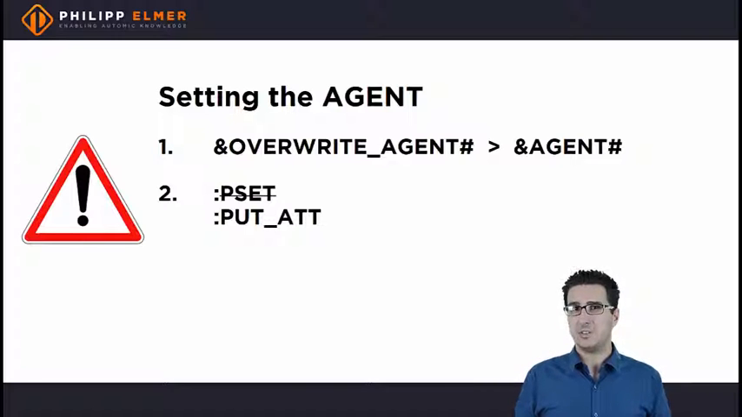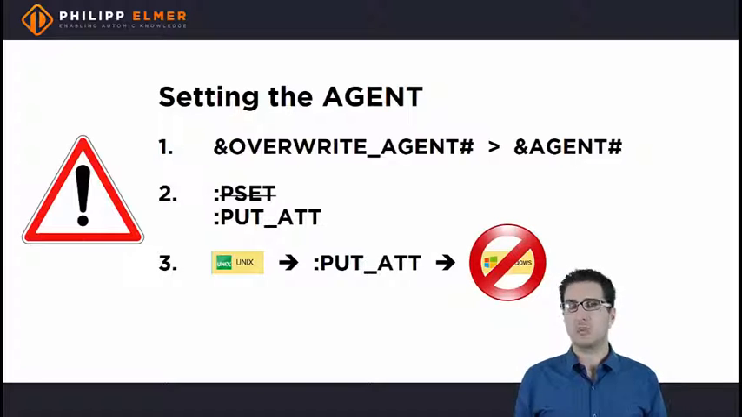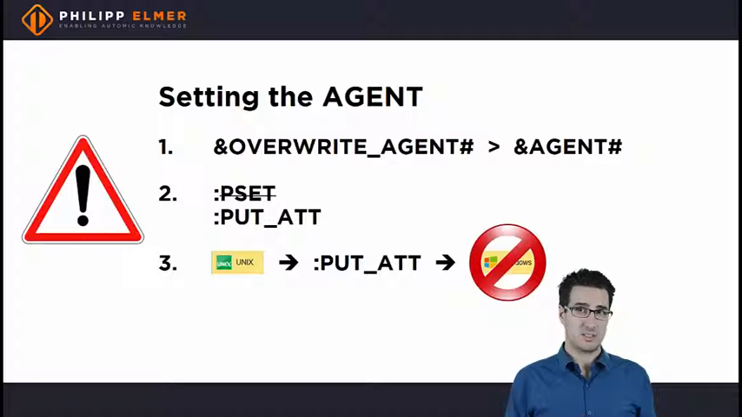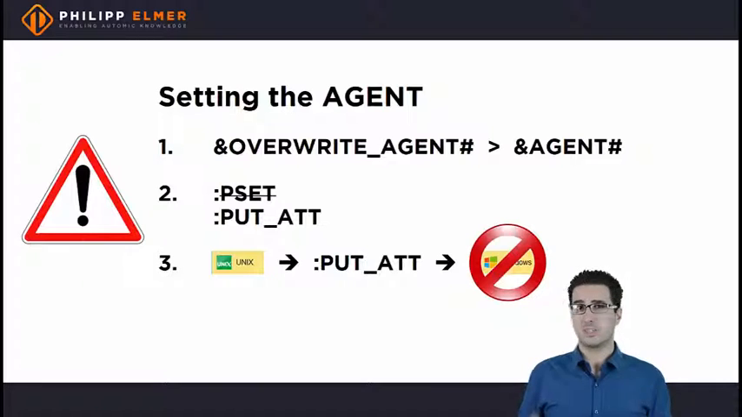What you can do is, in the pre-process step, you can use put@, to override the agent. Which brings us to the third point. If you use put@, to override the agent, you must not change the platform. So if your &agent variable has the name of a Unix agent, you can't use put@, to set a Windows agent later. This will lead to a fault other error message.